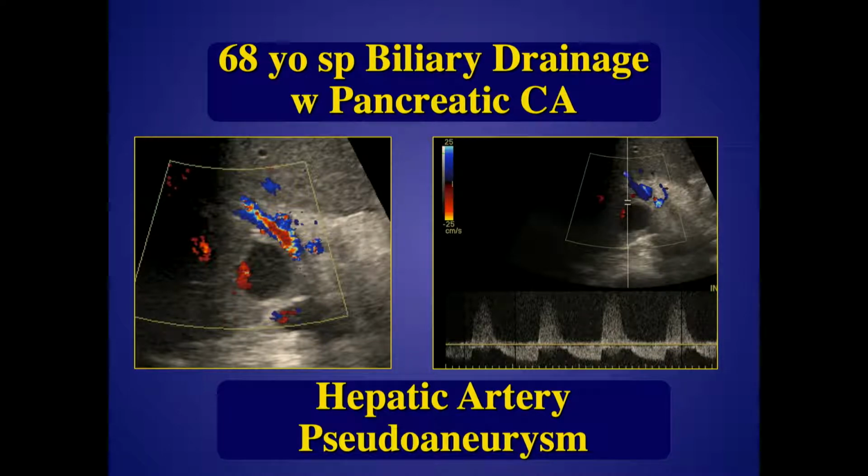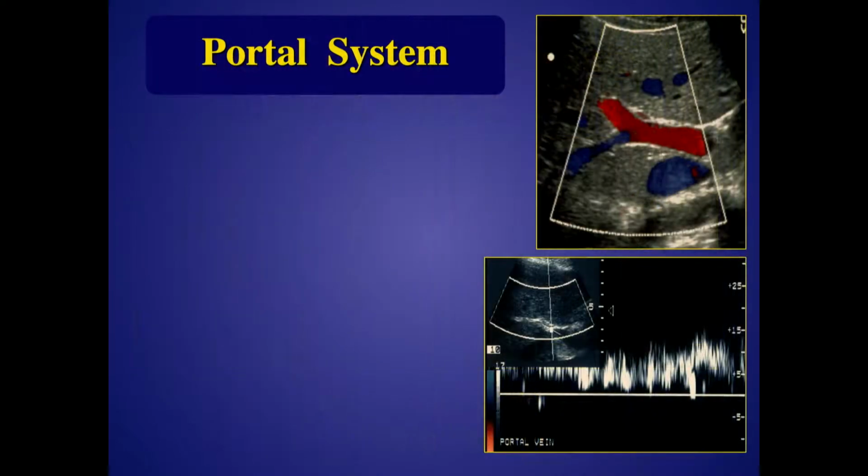Again, in this particular example, we don't see it filling the cystic space, but we do see flow around the periphery that allows us to make that diagnosis of pseudoaneurysm.